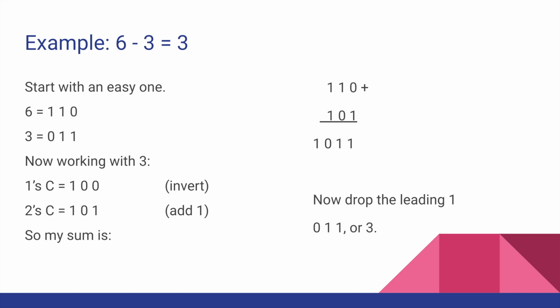Drop the leading 1, 0, 1, 1. The answer is 3. We know that calculation is correct because 3 in binary is 0, 1, 1. My answer is 1, 0, 1, 1. When I drop the leading 1, 0, 1, 1, that's 3. Okay, so there's a simple version of that.